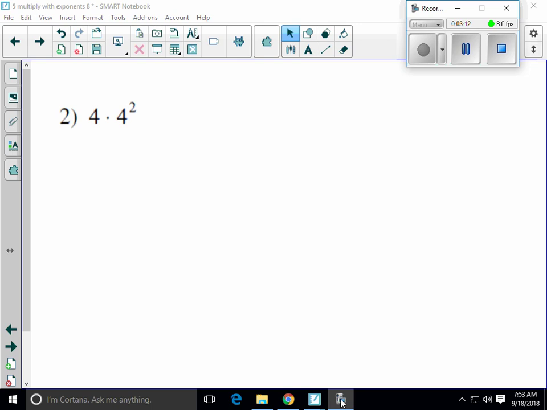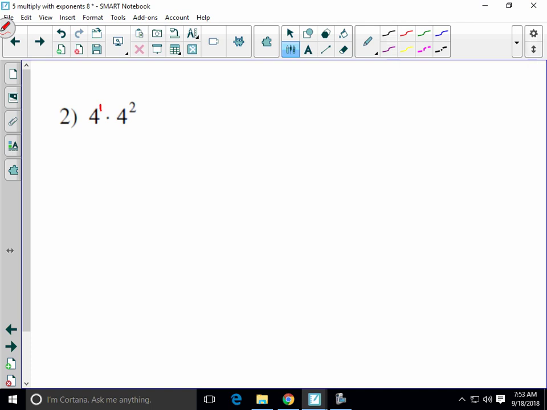So let's look at number 2. Number 2, I have 4. Now, if there's no exponent written, it's really 4 to the first power. I only have one 4. So I have 4 to the first times 4 to the second. These have the same base. So if I'm doing a multiplication problem with the same base, I add the exponents. I'm going to keep the base the same. 1 plus 2 would be 3.